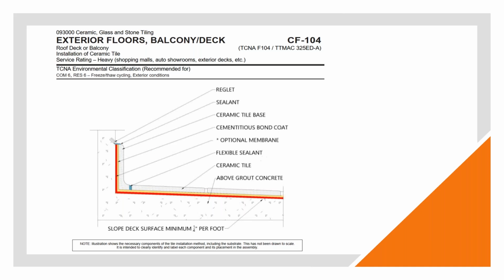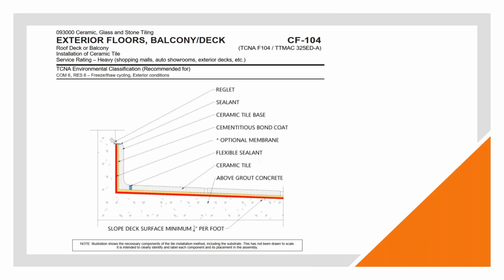Exterior floors and balcony decks, most of the time, are going to be installed using a thin set application, which is what you're looking at here. It can be done very successfully. I highly suggest the use of an optional waterproofing membrane in this type of installation to prevent any issues happening with moisture into the substrate itself.